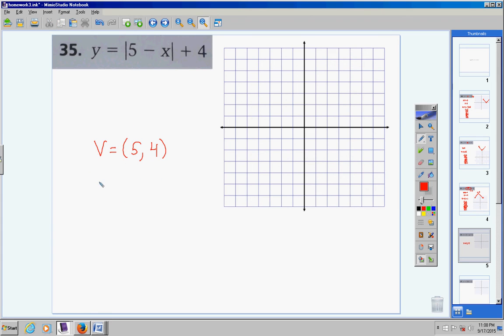Next step is to write my table of values, large enough to hold 5 ordered pairs, and put the vertex right in the middle. Now, let's go up 6, 7, let's go down 4, 3, alright, and here we go, where the x is right here, I'm going to put a 7. 5 minus 7 is negative 2, but the absolute value of negative 2 is positive 2, plus 4, so 6.